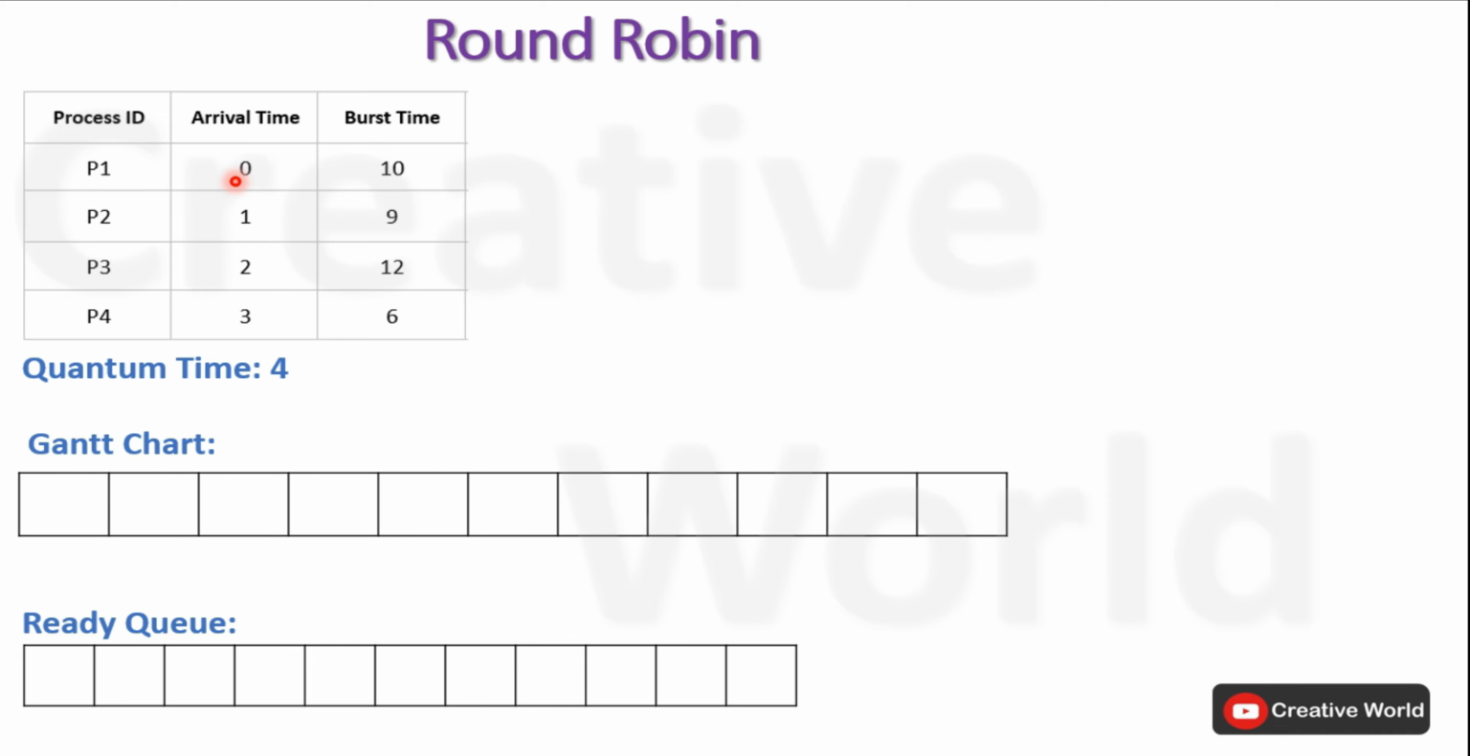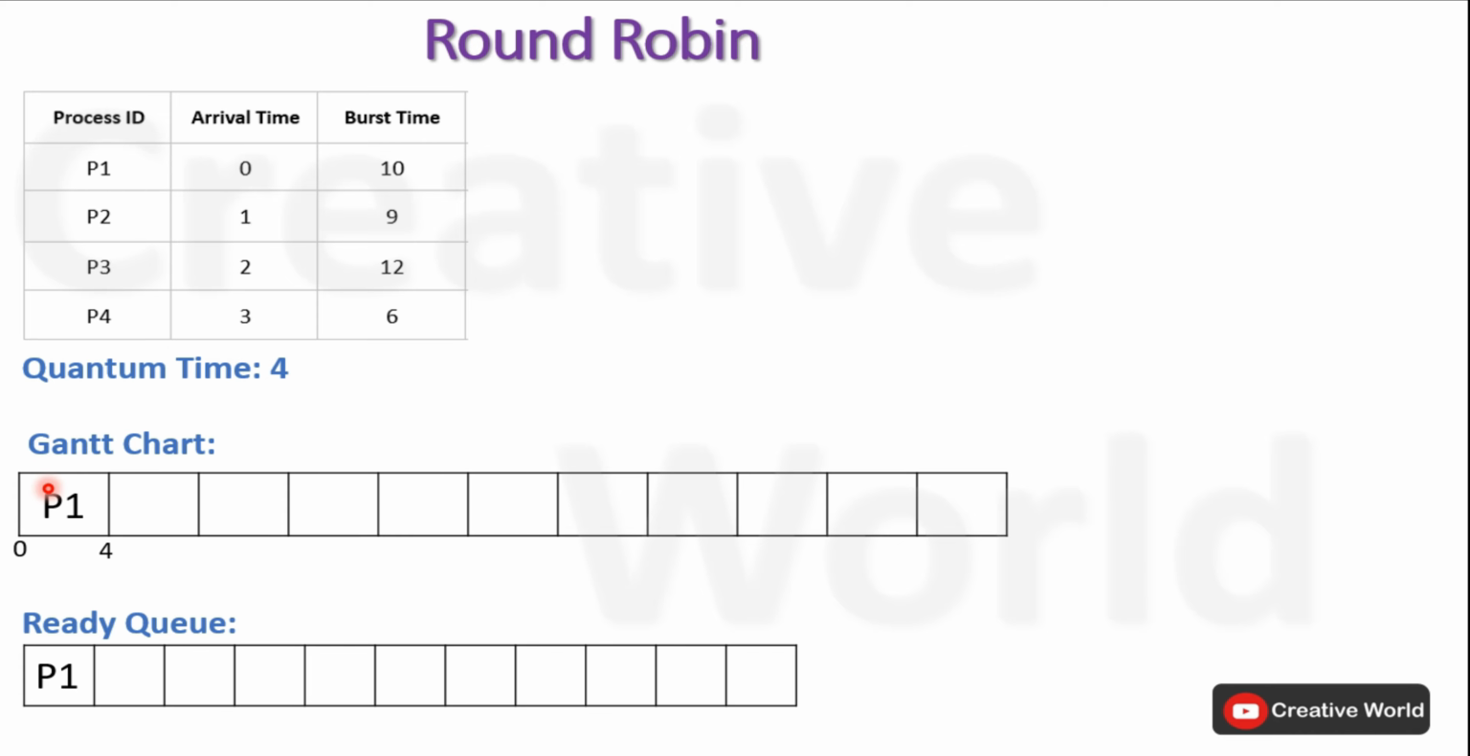So start from here. Before time 0, no process was present. At time 0, one process arrived whose burst time is 10. So first of all, this process will be executed. In ready queue, P1 will come, which arrived at arrival time 0. So P1 will be executed because none of the other processes is available at time 0. But as we have discussed earlier, this process will execute for only 4 times because the quantum time is 4.